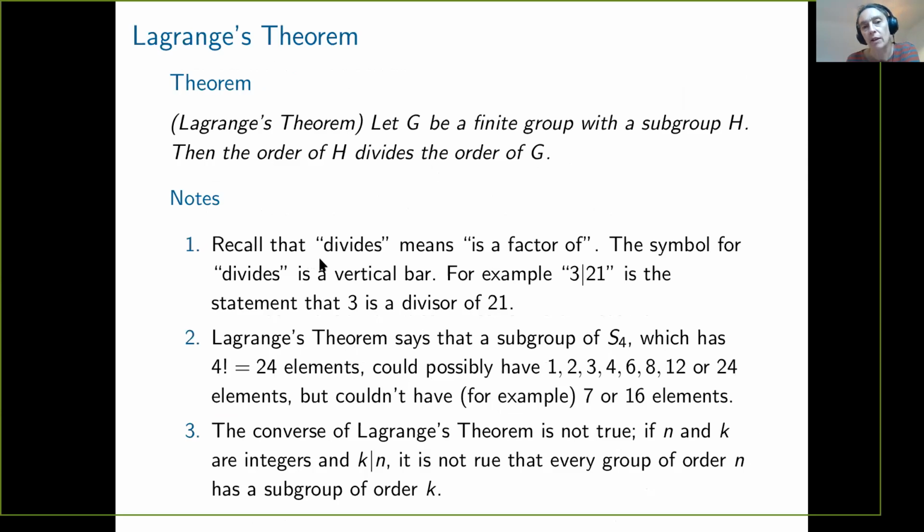So first of all, divides. Remember, the word divides means is a factor of. So it's not the same use of the verb divide as when you talk about dividing one number by another. To say that 3 divides 21 is the statement that 3 is a factor of 21. Okay, so we can read this symbol as 3 divides 21. The symbol for divides is a vertical bar.